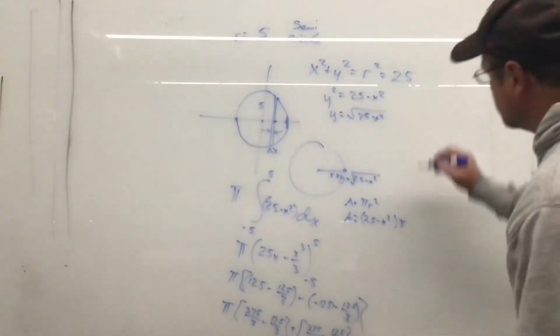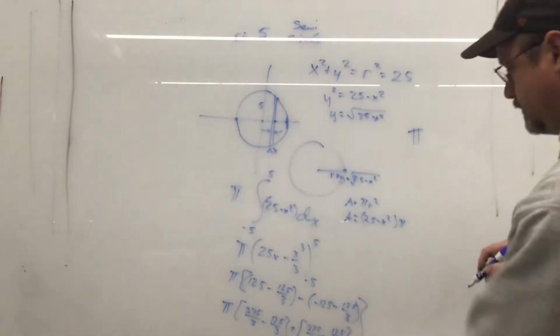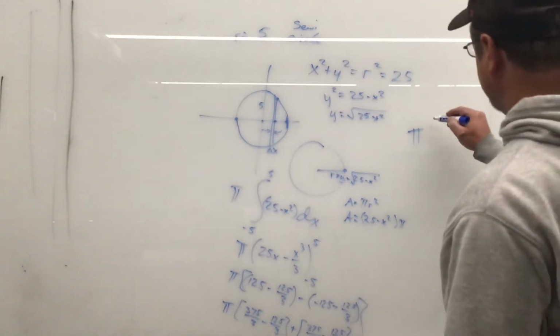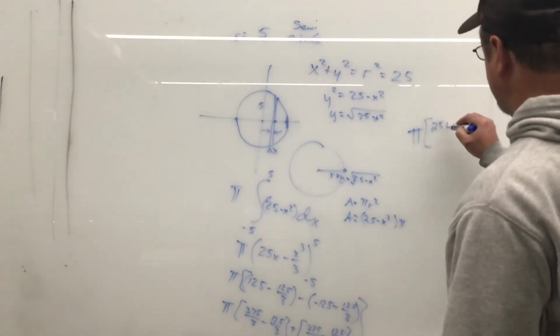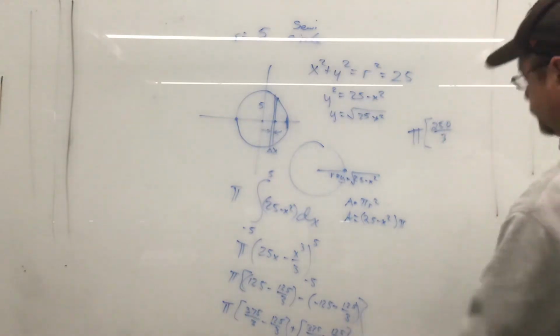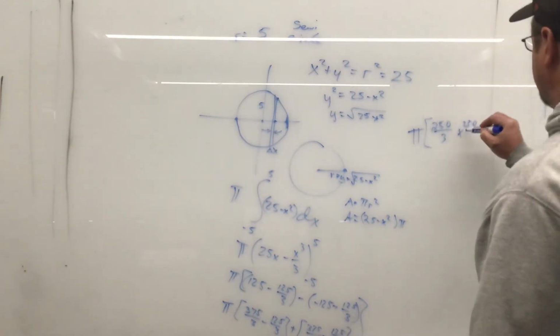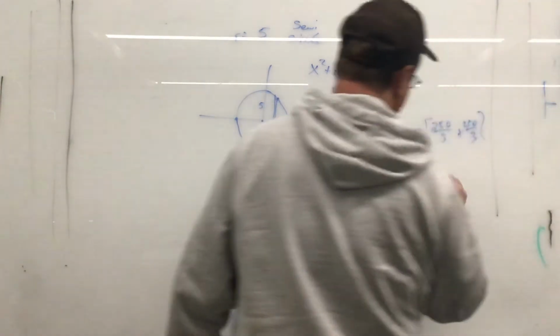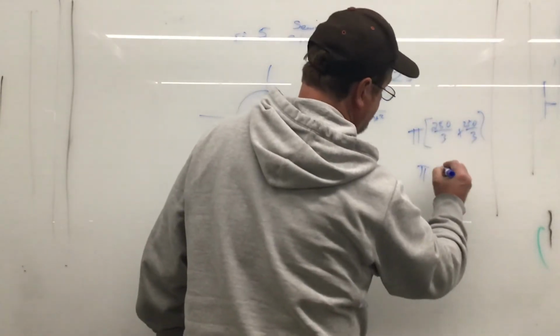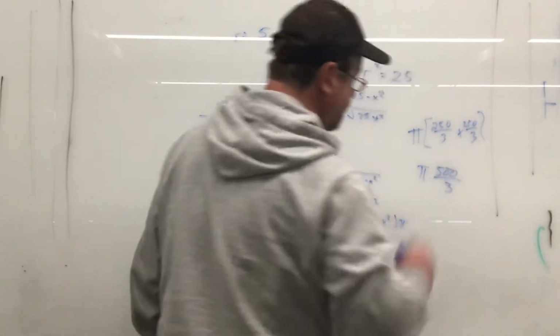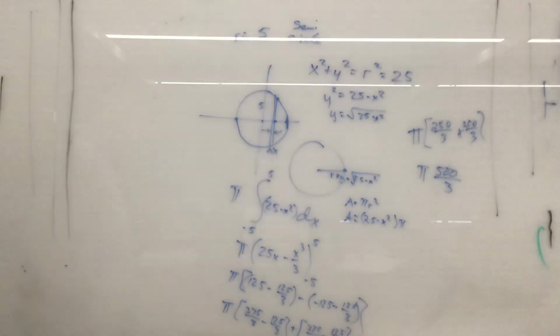Pi times that, so that looks like 250 over 3. This is going to be 250 over 3, so 250 plus 250 over 3. And that looks like pi, 500 pi over 3. That's what we end up with. Okay.